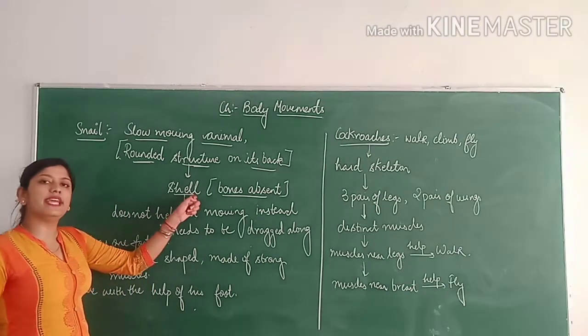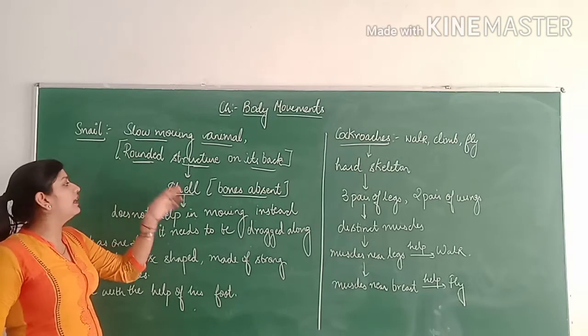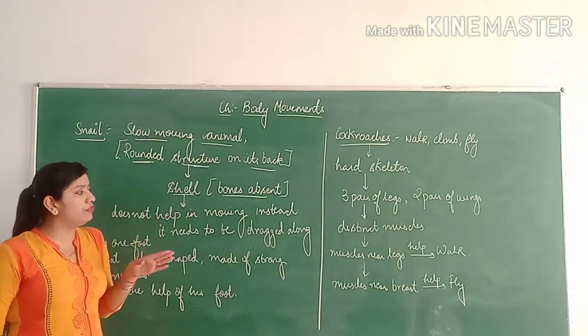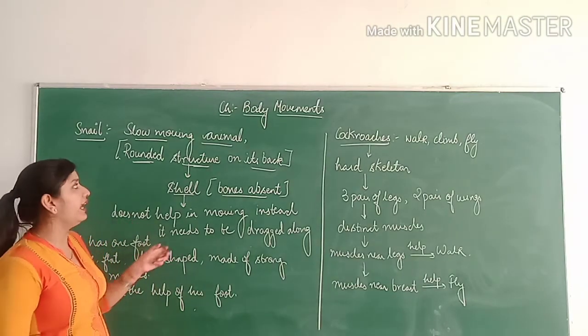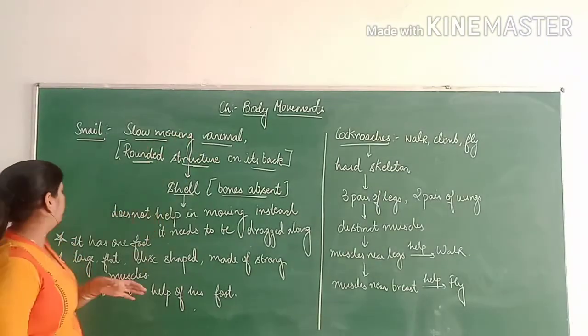The shell on the outer part of the snail does not help the snail to move. Instead, the snail has to drag it along with itself. That is also why it's a slow moving animal.